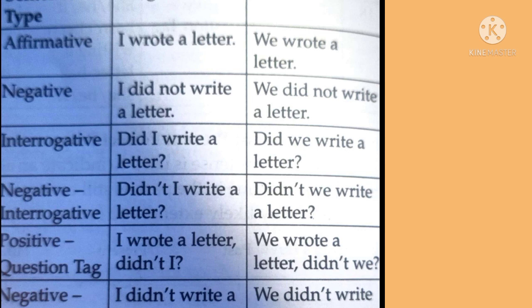Negative is I did not write a letter, we did not write a letter. Interrogative is did I write a letter, did we write a letter. Negative interrogative is didn't I write a letter, didn't we write a letter. Positive question tag is I wrote a letter, didn't I? We wrote a letter, didn't we? And negative question tag is I didn't write a letter, did I? We didn't write a letter, did we?